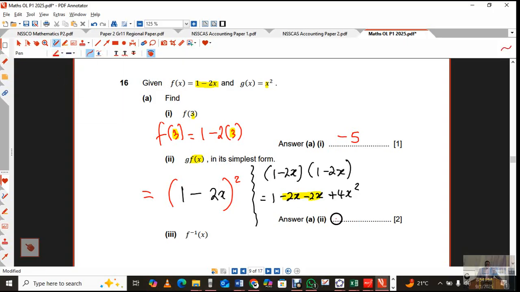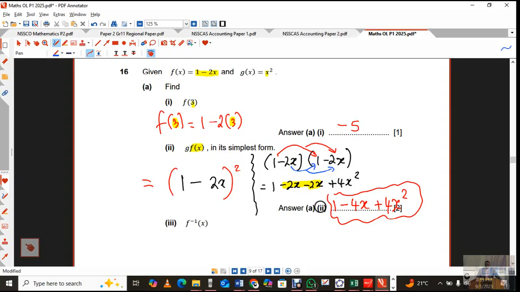So final answer is 1 minus 4x plus 4x squared. Of course, you can write it the other way around if you want to, starting with that. So you multiply this times that times that, and then you multiply the second term with every term in the first one, and that's how you end up with that.